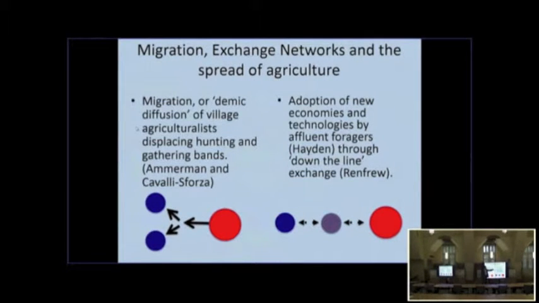That contrasts to a model of adoption of these economies and technologies by affluent foragers. So here these were not passive people who were acted upon by agriculturalists. These were participants in the process, where you would have a large agricultural group that would move into the area. They would interact with these blue dots, the hunters and gatherers, and they turn them purple, right? So they would start to adopt technologies. And then you have these models of affluent foragers from Brian Hayden, and then this down-the-line exchange that was proposed by Colin Renfrew in the 70s.